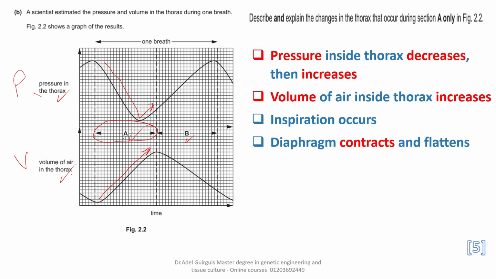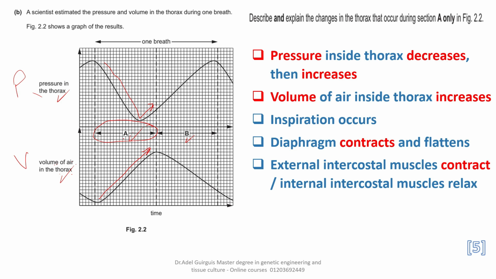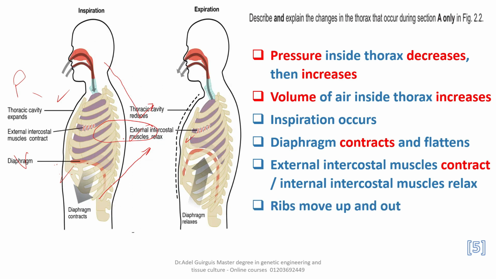What's the explanation? The diaphragm contracts and flattens, moves down. Look at the figure here. The diaphragm contracts, so it moves down. What happens? The thoracic cavity increases in volume. What about the external intercostal muscles? They also contract, exactly like the diaphragm. Both help to increase the volume of the chest cavity.